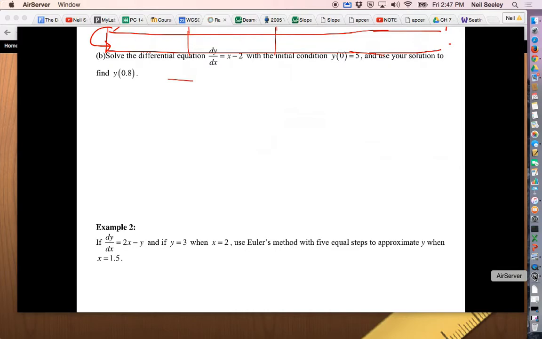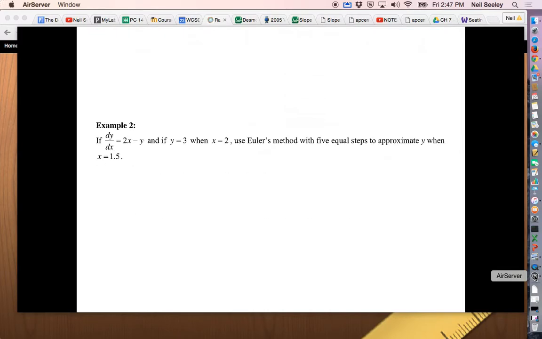So we should try it with this next one. It says solve the differential equation in example 2, not example 1. And it says 5 equal steps to approximate when x equals 1.5, and we're starting at x equals 2. So here's how I got x. I write it in a bold color.